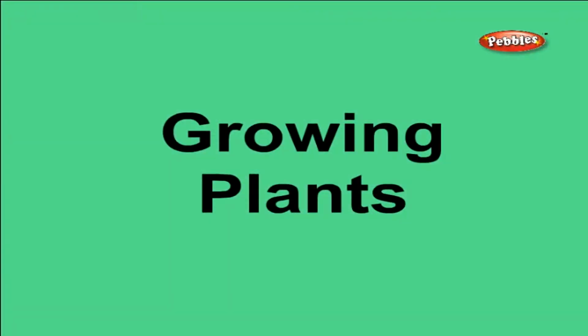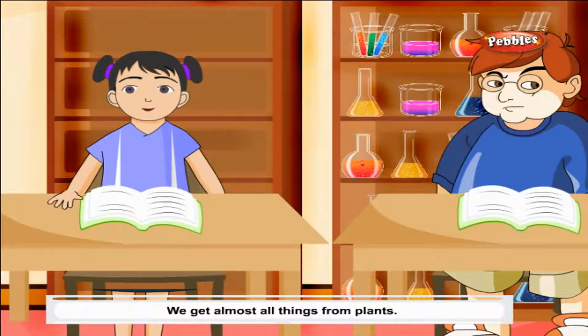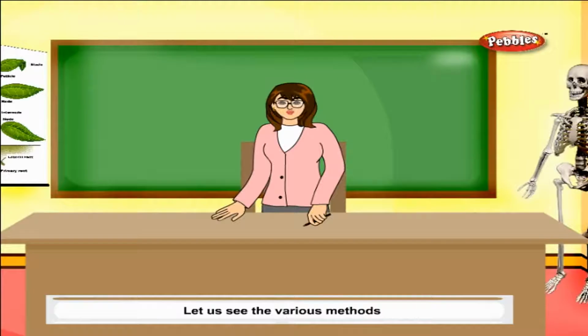Growing plants. In this chapter, you will learn about the importance of plants, growth of plants from seeds, roots, stems, leaves and spores, and about agriculture. As you all know, plants are very important to us. We get almost all things from plants. Let us see the various methods by which plants grow.